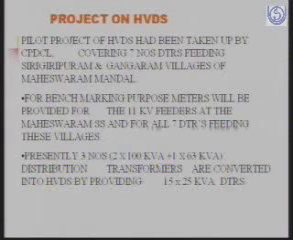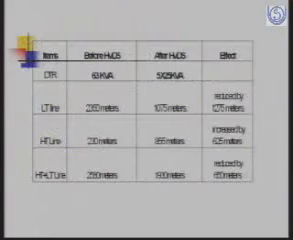So the project on HVDS was carried out by CPDCL Hyderabad, and in this, 3 transformers, 2 of 100 kVA and 1 of 63 kVA, were replaced by 15 transformers of 25 kVA. And you'll see the things which had been replaced. The DTR of 63 kVA was replaced by 5 of 25 kVA.